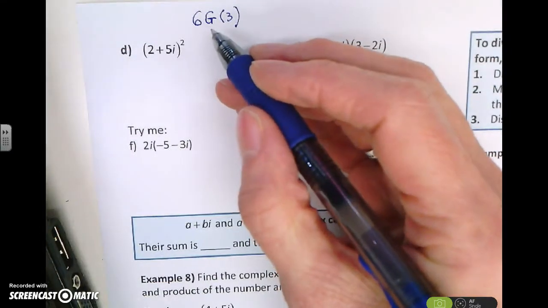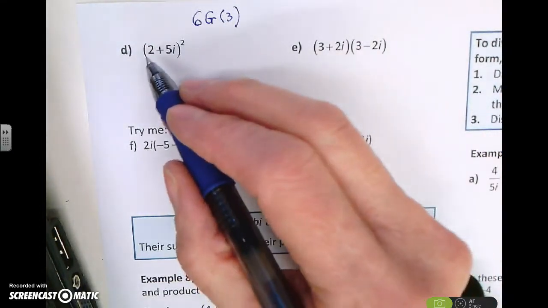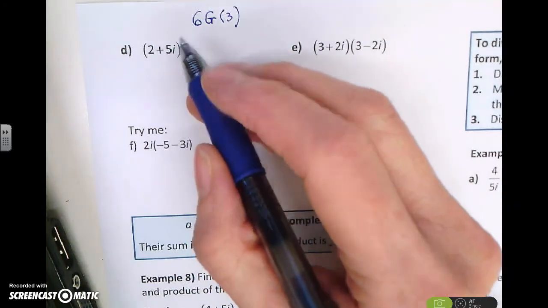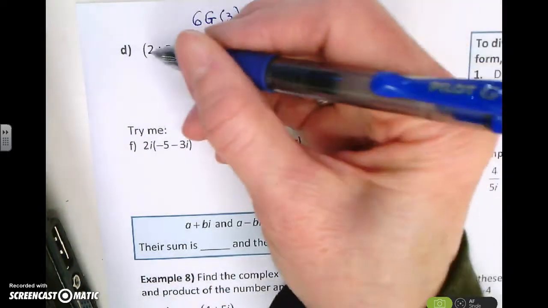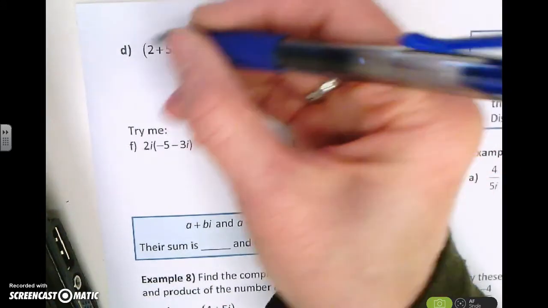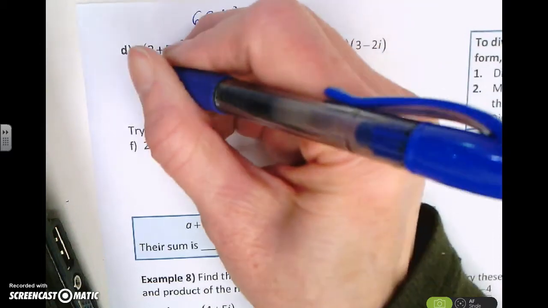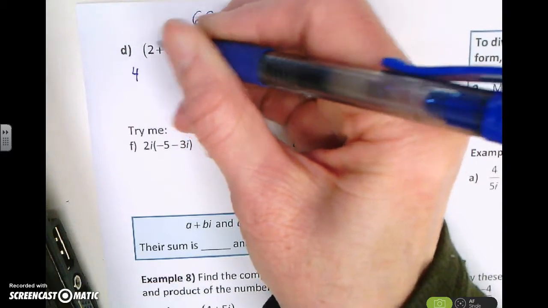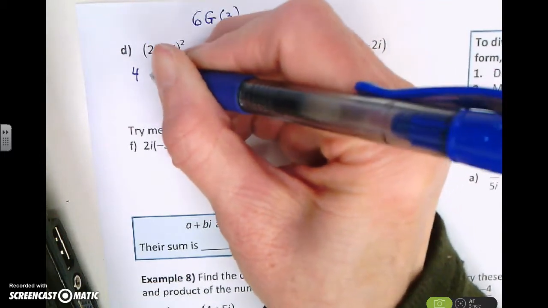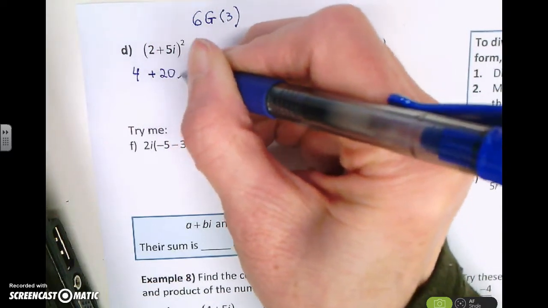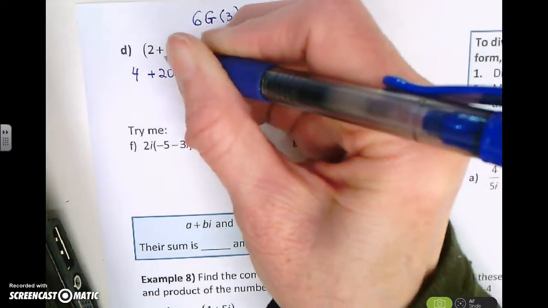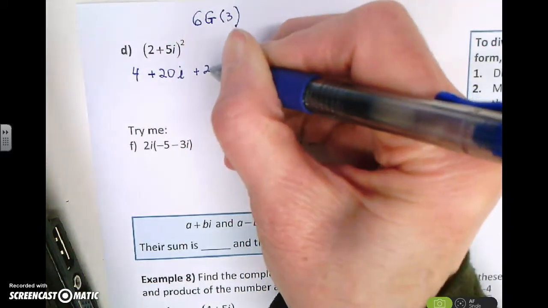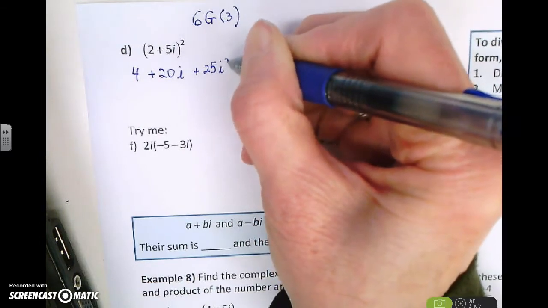So completing the 6G notes, we have (2 + 5i) squared, and you will recall that when we square this, we're going to multiply the 2 times 2 and get 4. Then we're going to multiply the outside and the inside, get 10i, and then double it, so that's 20i, and then plus 5i times 5i, which is going to be 25i squared.